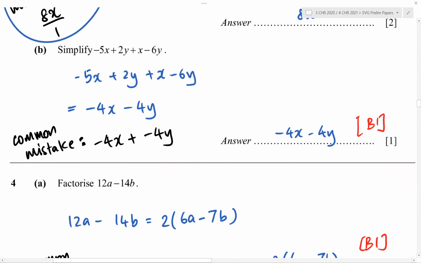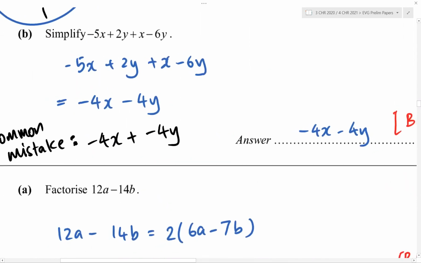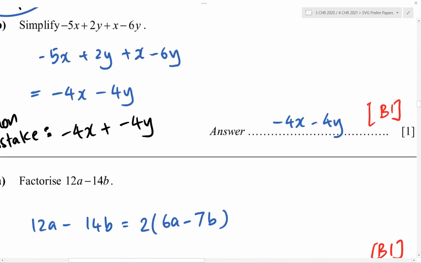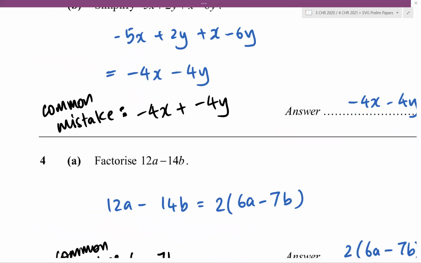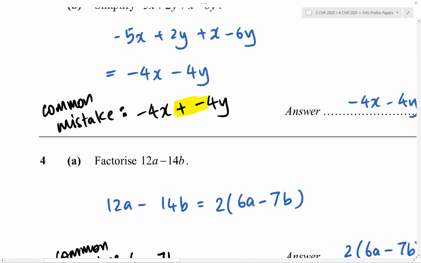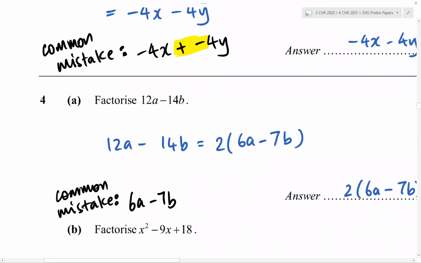Part B, simplify. So the answer is negative 4x minus 4y. 1 mark only. So if your answer is like this, which is a common mistake, plus minus 4y, if you write that, minus 1 mark, no marks there. There's no such thing as plus and then minus. We have never written that before. Okay, next, 4A.